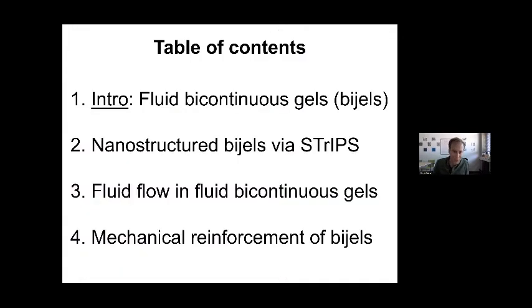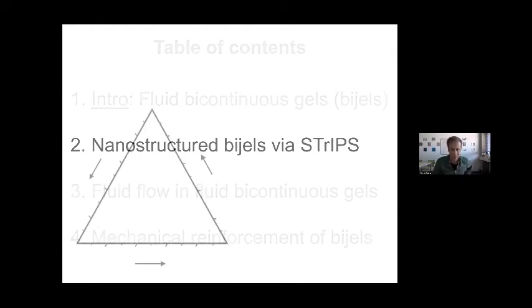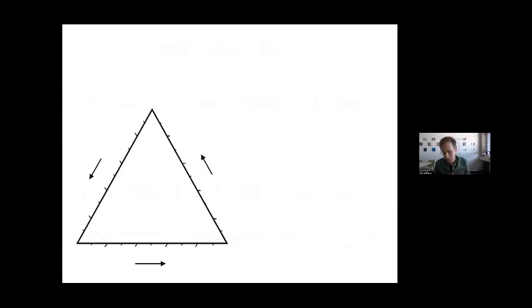Good. So now you've already seen a little bit about these nanostructured bijels formed via STRIPS. So let me tell you a little more about that. What you see here is a ternary, this triangle, and that triangle actually describes the miscibility of oil, water, and a solvent. So on one axis the water, on the other the solvent, on the other the oil.